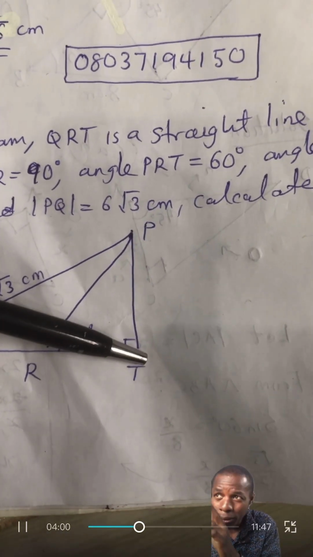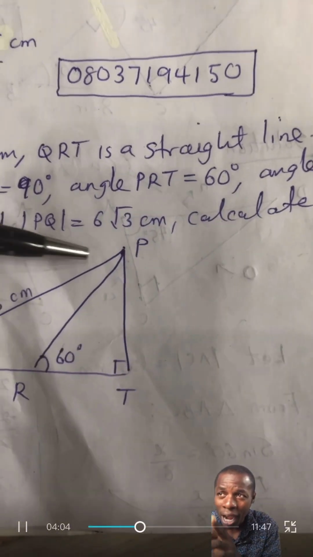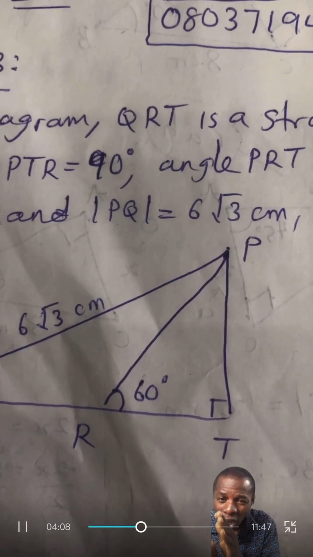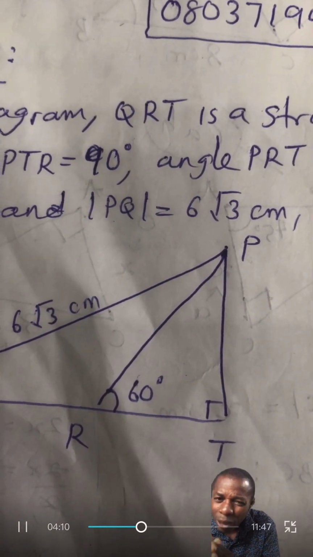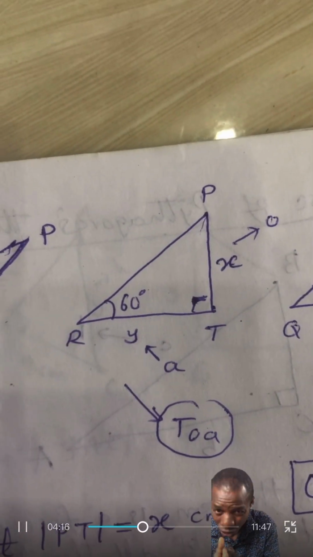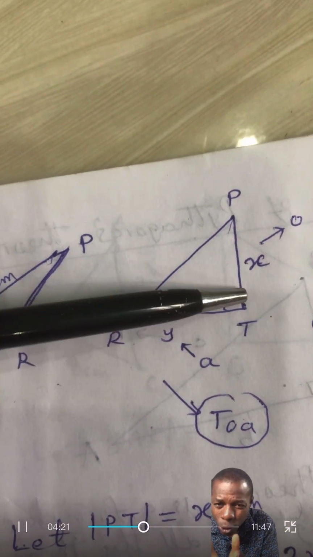Three letters: PRT. All right, and in this triangle it has angle 90 at T. So that makes the second triangle a right angle triangle. So what you have there is applicable under this topic.